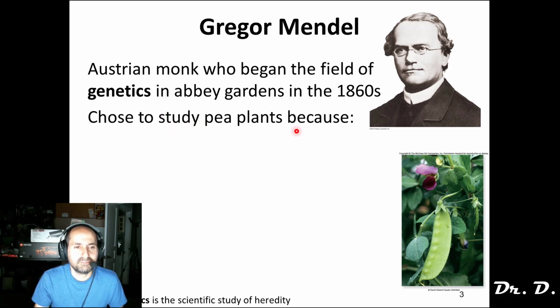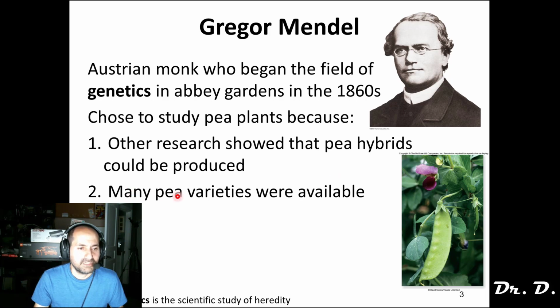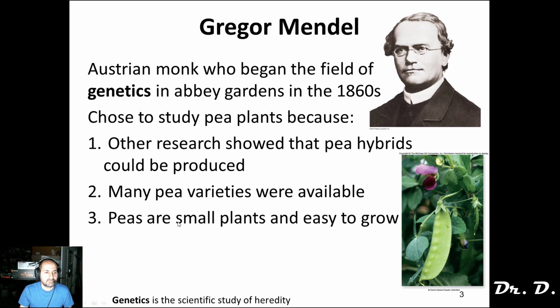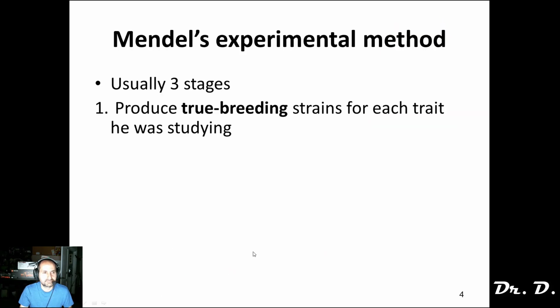He chose to study the pea plant because of several factors. One, that you could form a hybrid. So, for example, you could cross a yellow and a green pea plant. You could cross purple and white flowers. Okay, many varieties are available. Okay, they're really easy to grow. Not only are they easy to grow, but think about it. After you finish your experiment, you could just eat the results. And you could self-fertilize them. Remember, that was a big deal, that you could self-fertilize or cross-fertilize these plants. Okay.